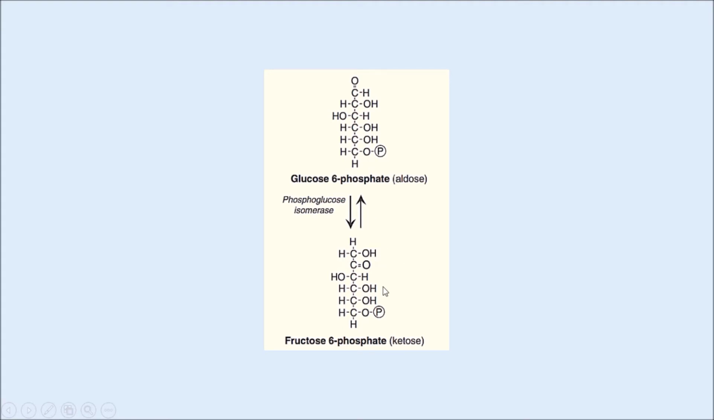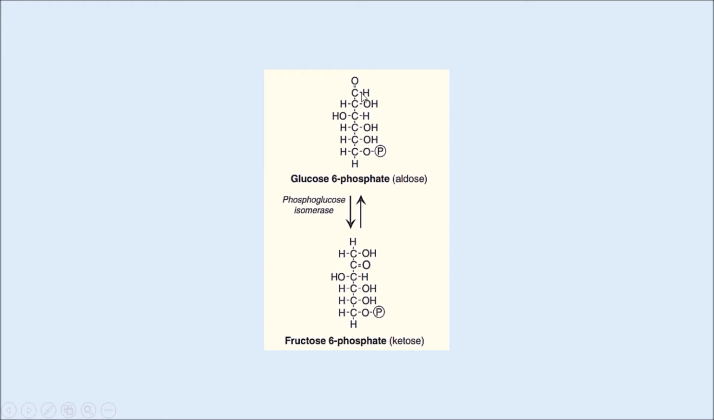We can clearly see the phosphate group is still present in the 6th carbon, and the carbonyl carbon which is present in the form of 1st carbon is now shifted to the 2nd carbon, leaving the 1st carbon with the hydroxyl group.